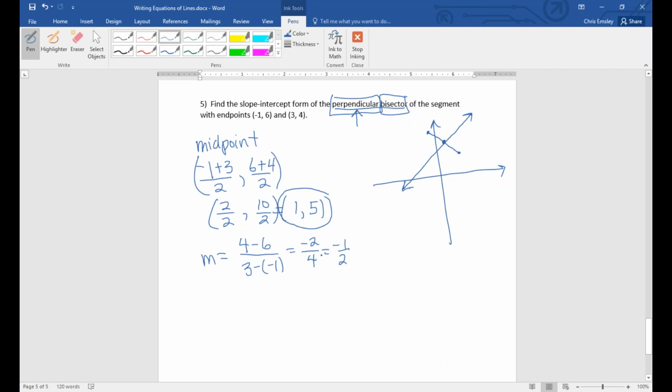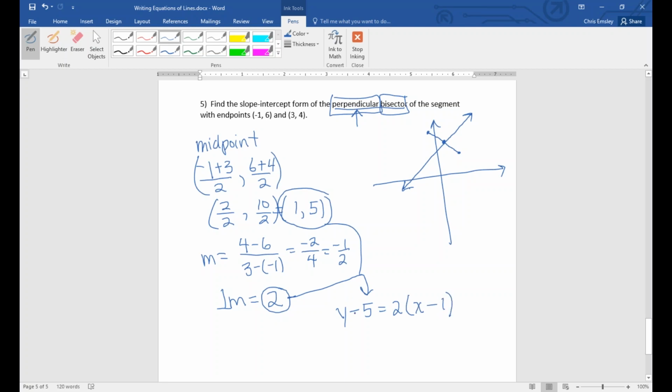Remember, that's not the slope we want to use. We need the slope that is perpendicular to that, the negative reciprocal. So we flip it and change the sign. So we are going to use a slope of +2. There's our two pieces of information. We'll plug those into that point slope form. Y minus y1 equals m times x minus x1.